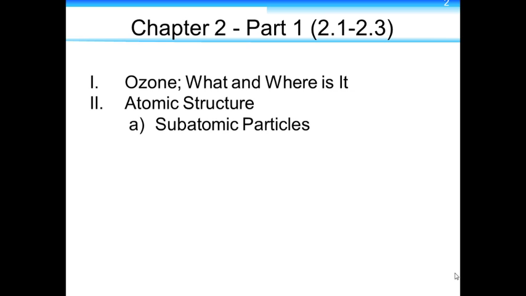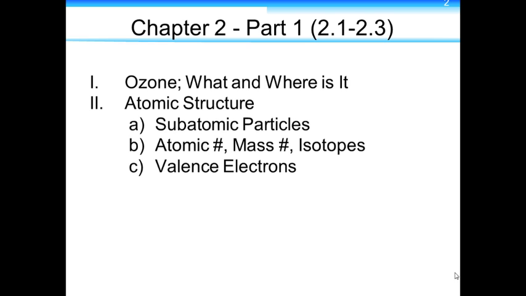It will involve taking a look at subatomic particles, what makes up the atom, how we identify different atoms by their atomic number, as well as different isotopes perhaps by their mass number. We'll also look a little bit at valence electrons and what those are.